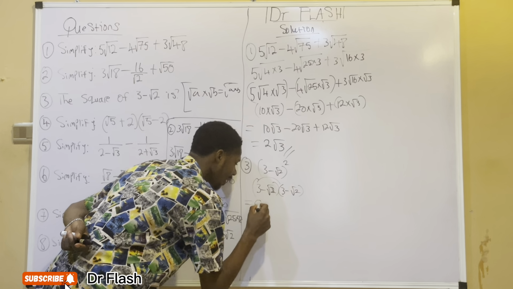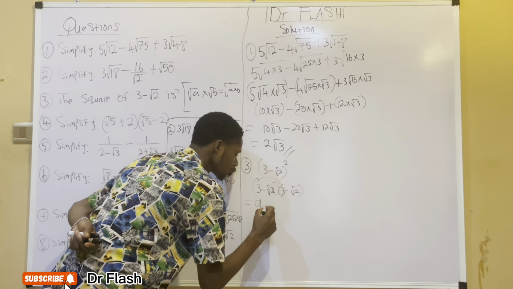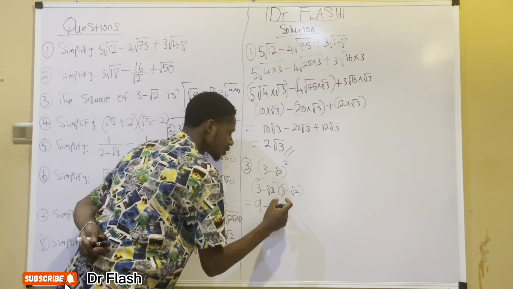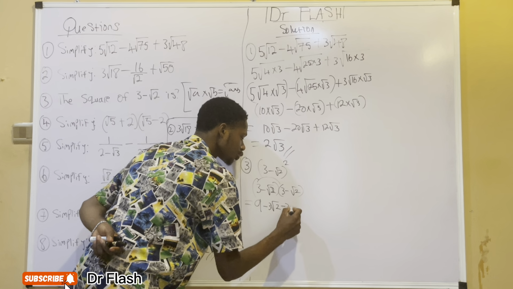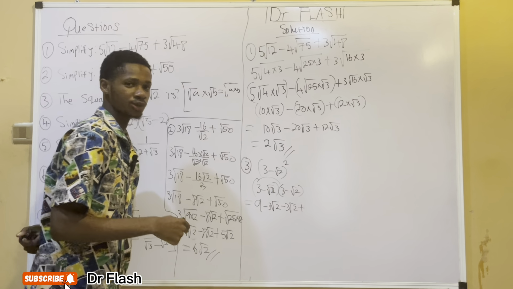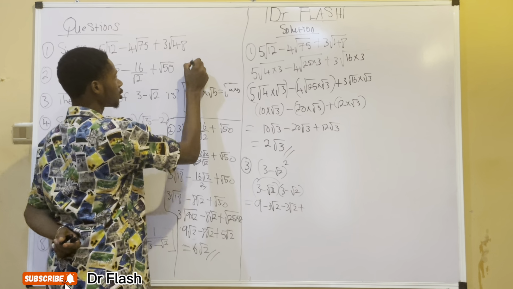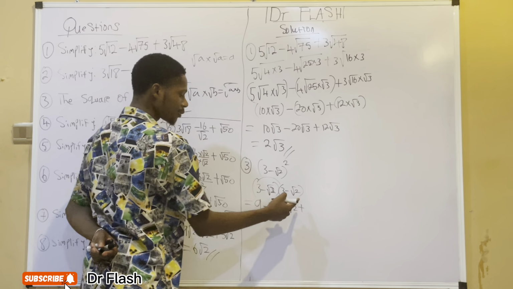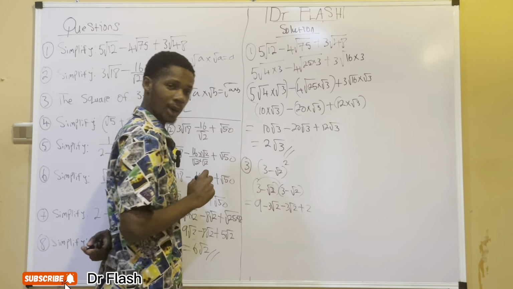3 times 3, that is 9. 3 times minus root 2, that is minus 3 root 2. Now minus root 2 times 3, that is minus 3 root 2 again. Minus times minus is plus. Root 2 times root 2, from the laws of surds, remember, root a times root a is equal to a. So root 2 times root 2 gives you what now? 2. From here we cannot simplify.